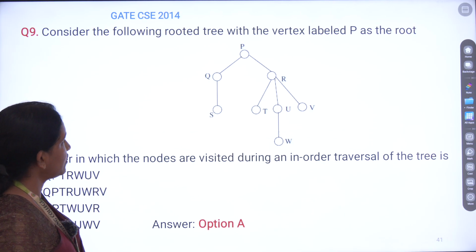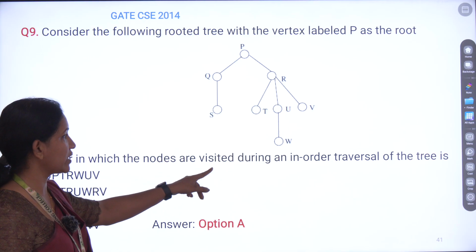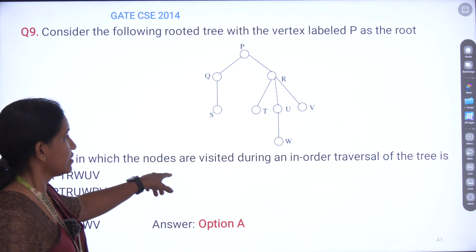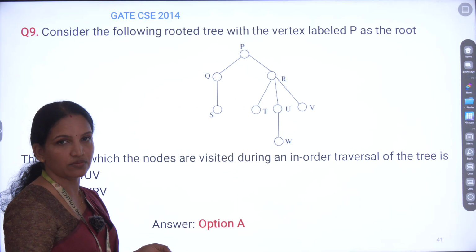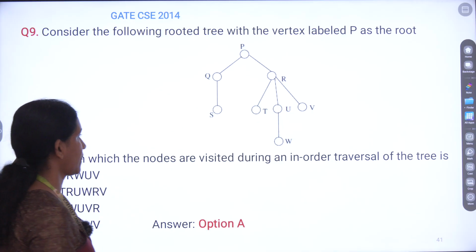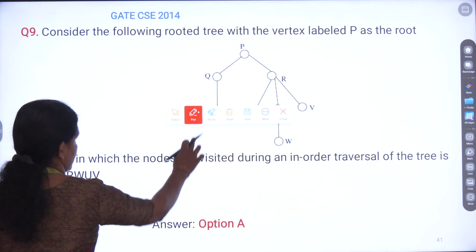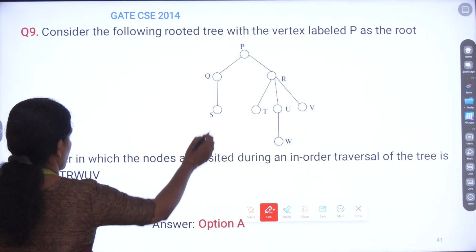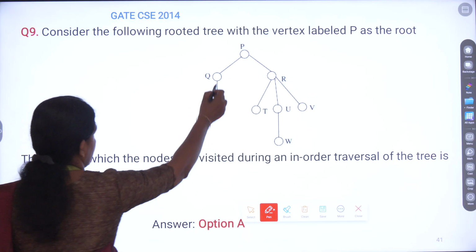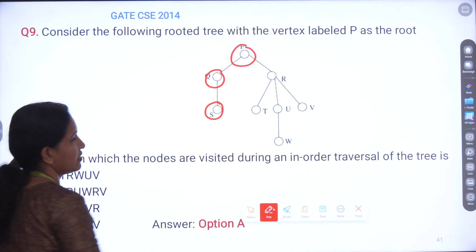Consider the following rooted tree with a vertex labeled P as the root. The question asks for the order in which the nodes are visited during an in-order traversal. So we have to construct the in-order traversal of this particular tree. In-order traversal means left node, then root, then right node. So it will start with S, that is the leftmost node. Then it will go to its parent node Q. Then it will go to the root of the tree, that is P.